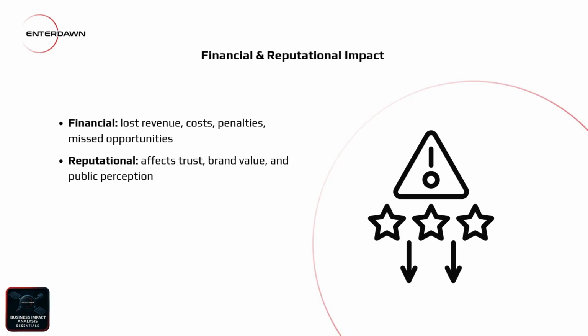Financial impact includes lost revenue, increased costs, penalties, or missed sales opportunities. It's typically the most quantifiable and quickly draws executive focus. Reputational impact affects how customers, partners, and the public view your organization. While minor outages may be tolerated, breaches or prolonged failures can cause long term damage to trust and brand value.